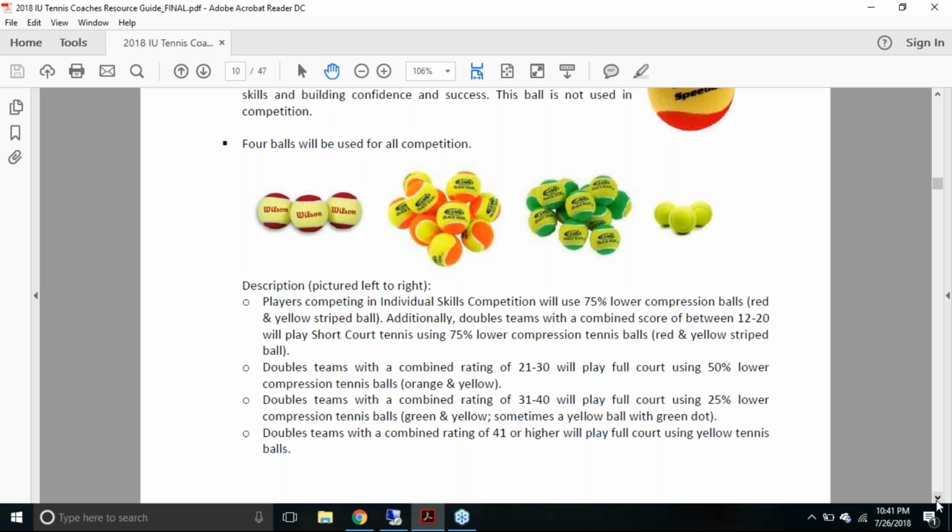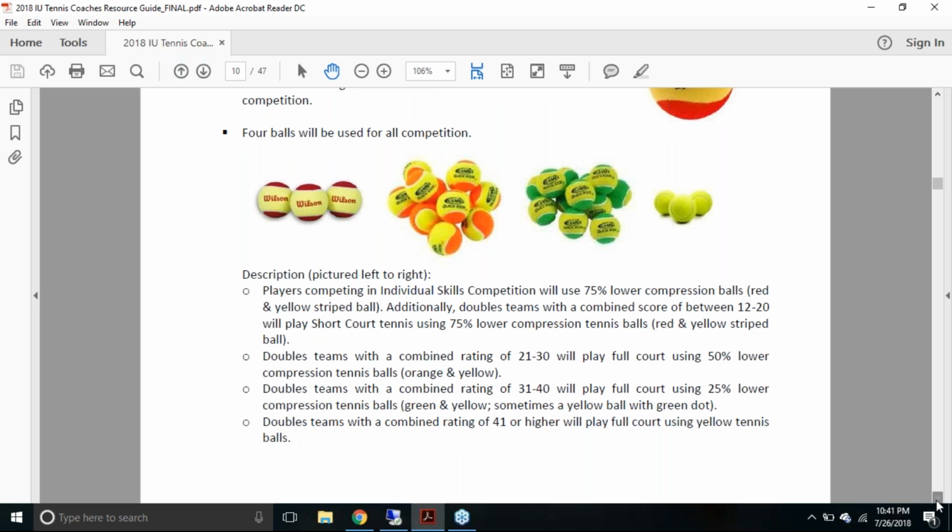Players that compete in the individual skills competition, which I will review in a separate video, will use the 75% lower compression balls, the red that you see in the picture.